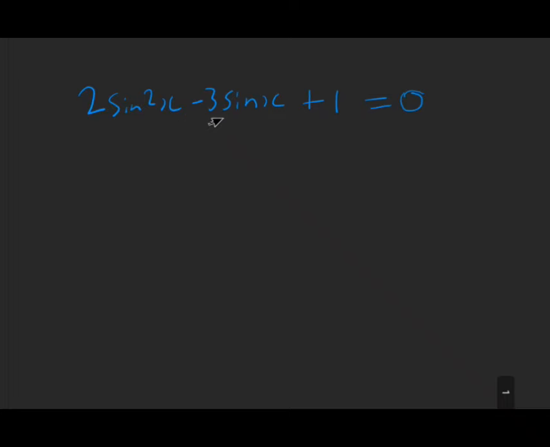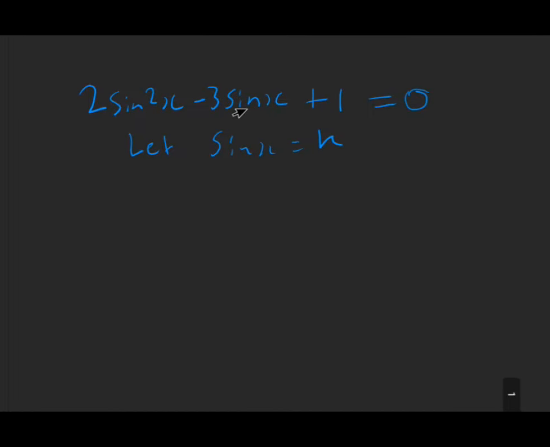You can solve it normally like a quadratic, or if you want, you can even use the K method. It's not a must, you can even use it on the side. So notice we've got sine squared and sine, so you take the smaller one and say let sine be equal to K. If this is K, this is going to be K squared. So we end up having 2K squared minus 3K plus 1, equals 0.